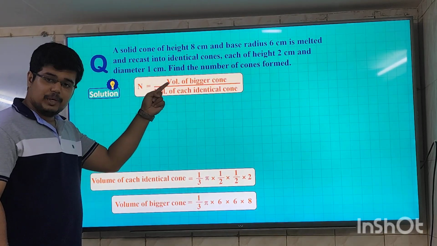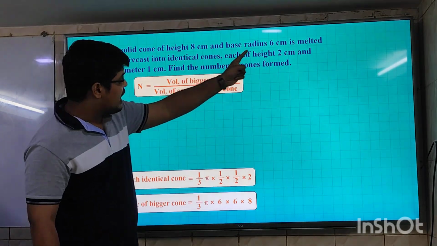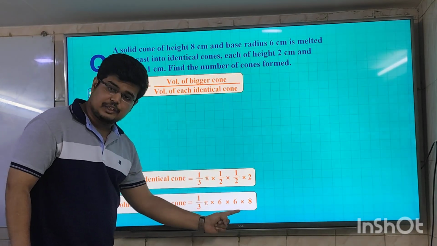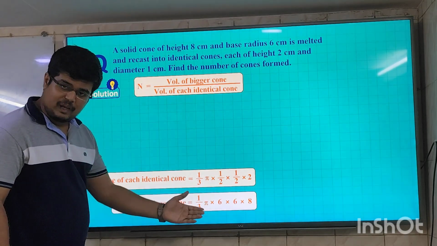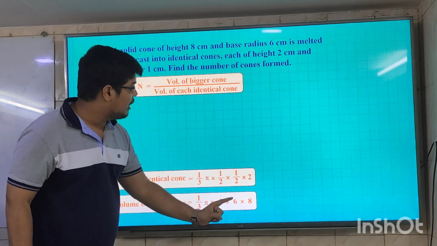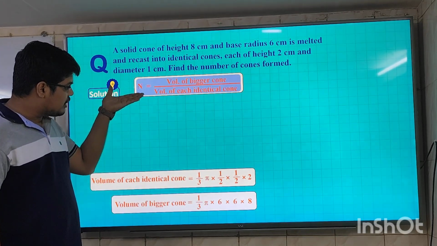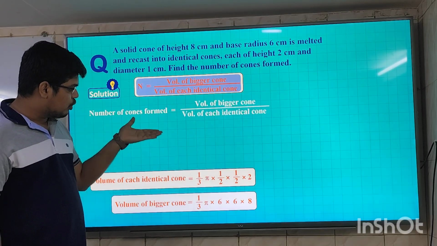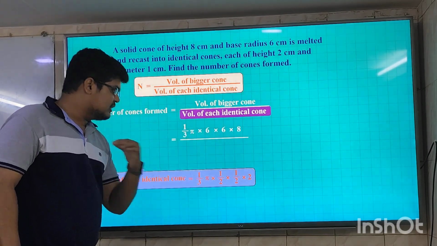The volume of the bigger cone is 1/3 π r² h. For this cone, the height is 8 and the radius is 6, so r² will be 6 into 6 and h is 8. For the smaller cone, it's again 1/3 π r² h. Here the diameter is 1, which means the radius is half, so r² is 1/2 into 1/2, and h is 2. Now we will substitute everything. N is going to be the volume of the bigger cone upon the volume of the smaller cone, each of these expressions.